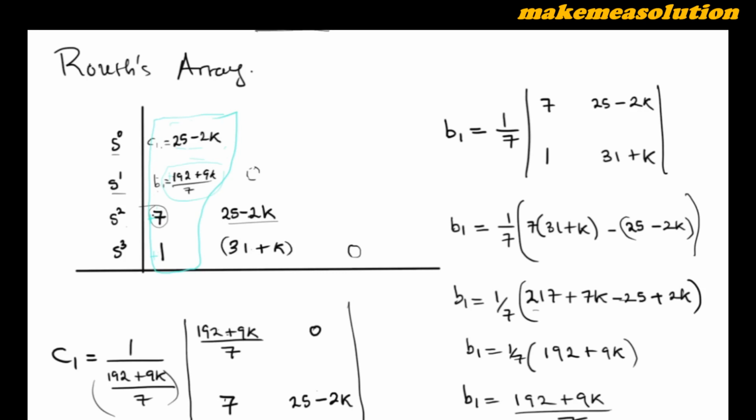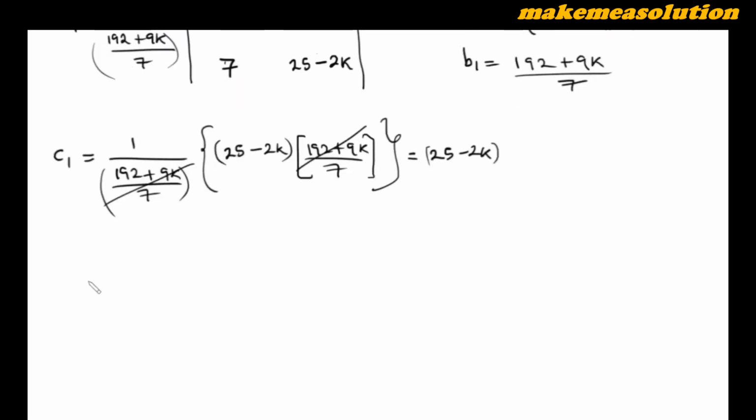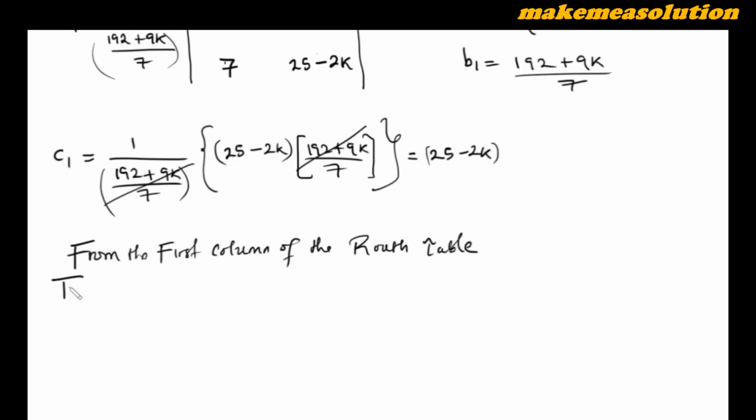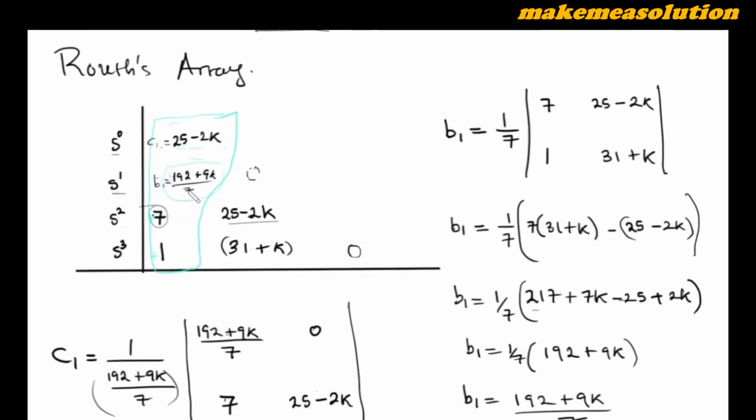So if I go ahead and interpret that, and now see from the first column of the roots table, for our system to be stable, we must ensure that these values correspond in sign with what we already have here. In other words, they should be positive.